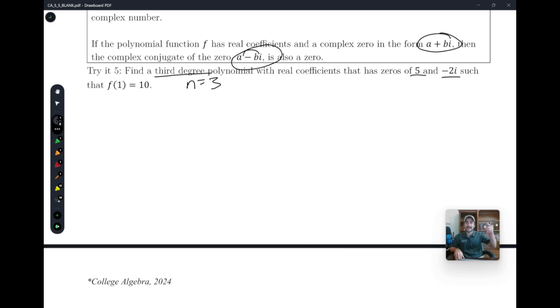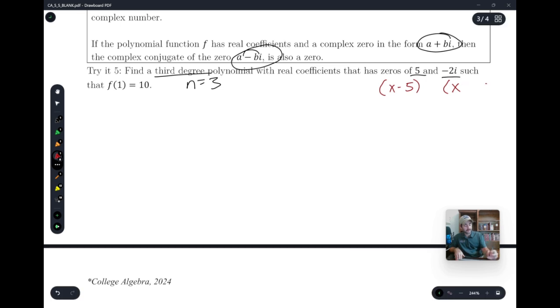It means the highest degree, or the highest exponent, is 3. It has a 0 of 5, which means we have a factor of x minus 5. We have a 0 of negative 2i, which means we have a factor of x minus negative 2i, which, if we want to make that a little prettier, is x plus 2i.